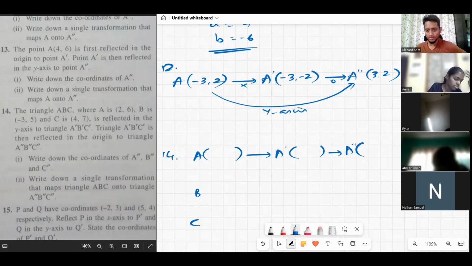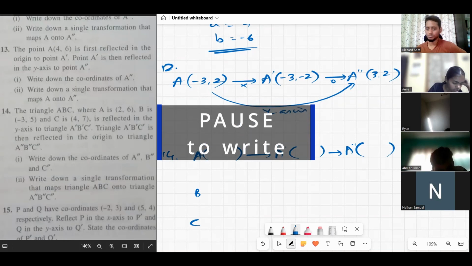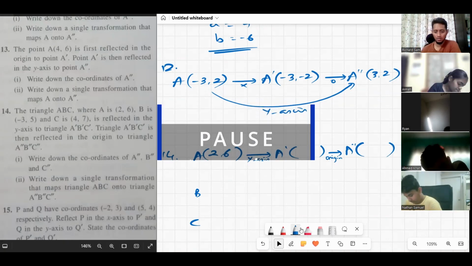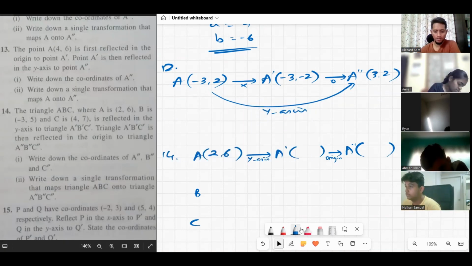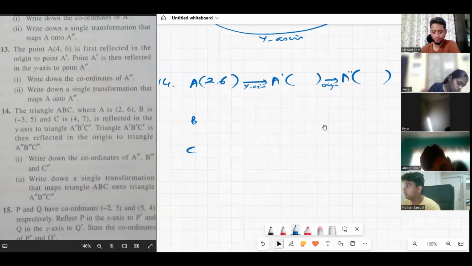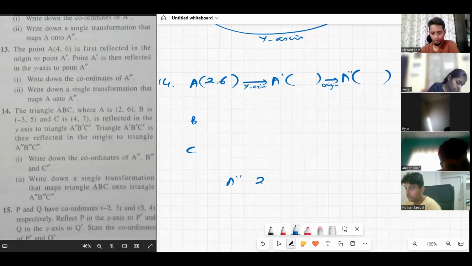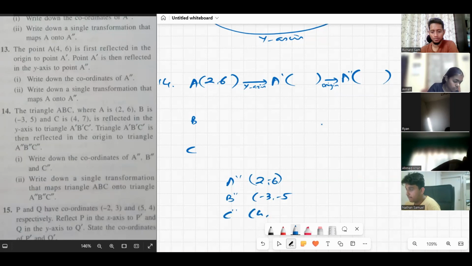Should look something like this. Then for B and for C. 2, dash. So what's the final answer? A double dash, B double dash, C double dash? A double dash is 2, minus 6. B double dash is minus 3, minus 5. And C double dash is 4, minus 7.